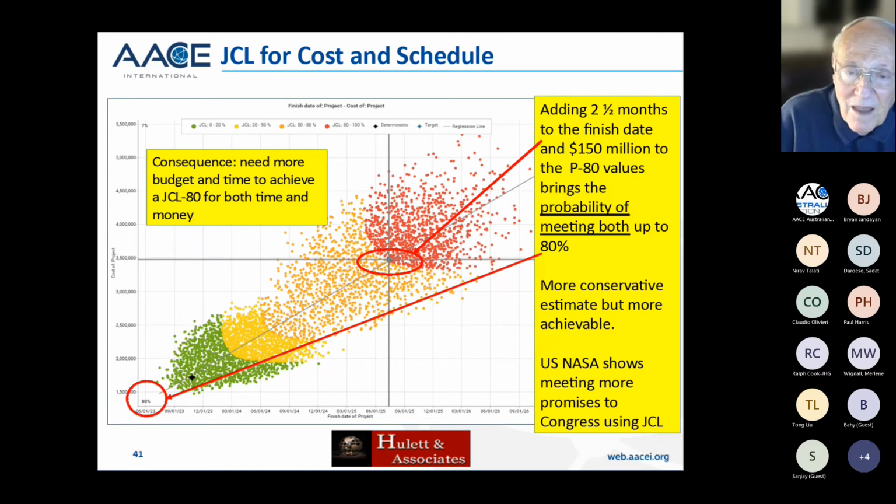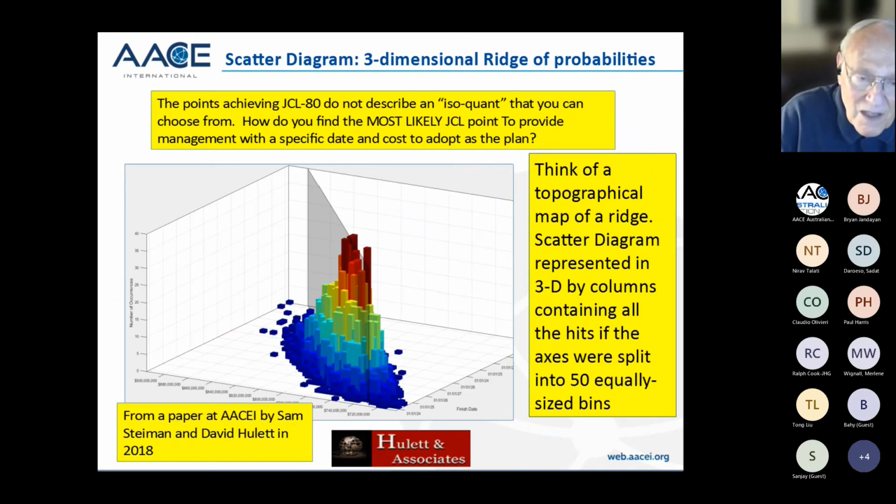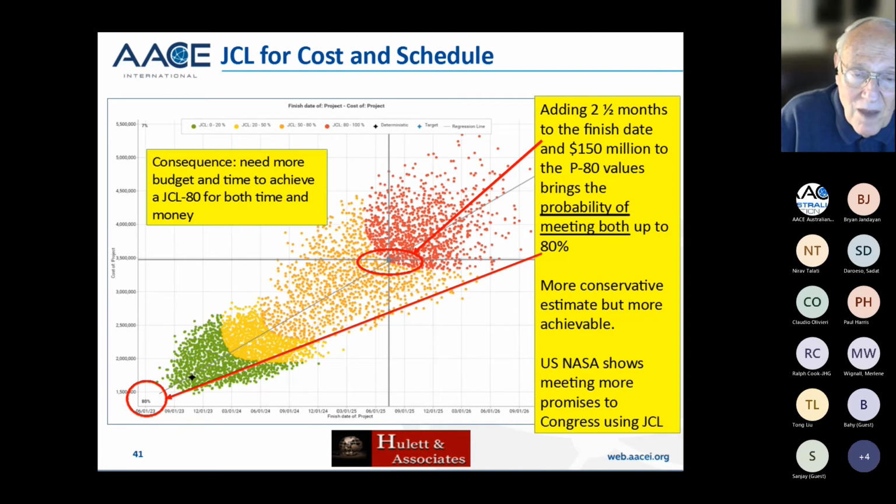Okay, now here's the problem. Let's call this scatter diagram a three-dimensional ridge of probabilities, like a topographical map, and the highest point in that ridge at any point is where the dots are most congregated. So what you want to know is what is the most likely one of all those dots on the frontier of the red. Every one of those dots gives you an 80% cost and schedule joint confidence level. Now, it turns out that you want the most likely. So here's what we do with the most likely.